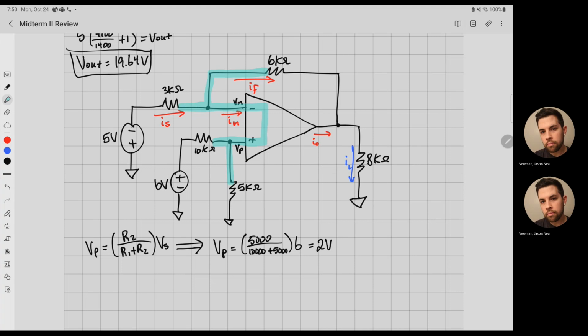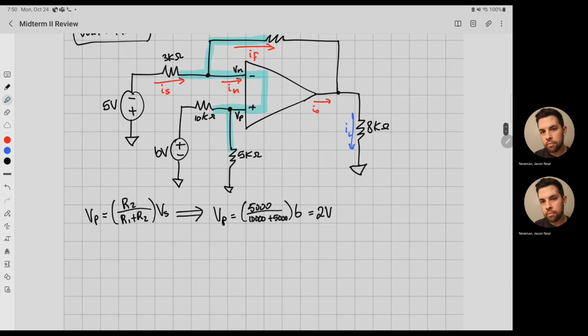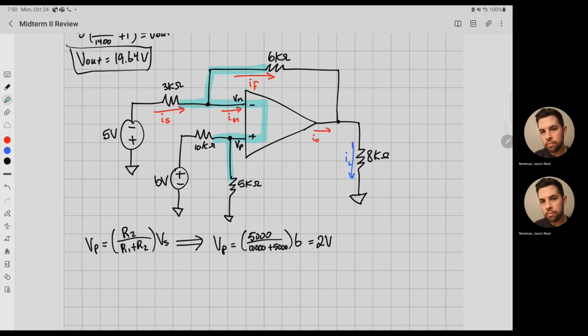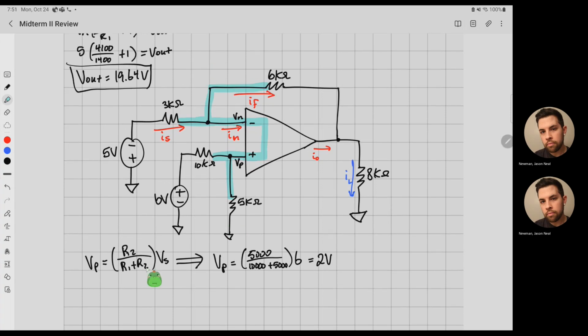And that is all 2 volts. VP is equal to VN. This whole node is 2 volts. So I always recommend, if you see a source with 2 voltages like this, especially if you're going straight back to ground or back to the voltage source, always look for voltage division opportunities, because it's such an easy formula to do, and such a nice way to solve things.